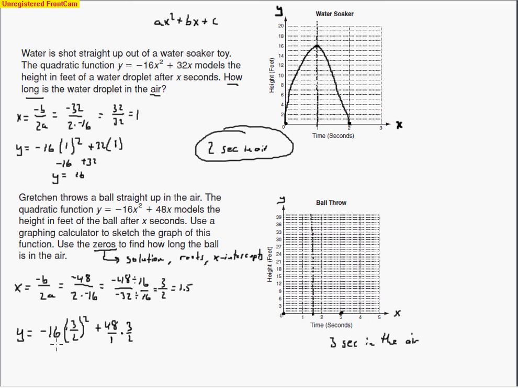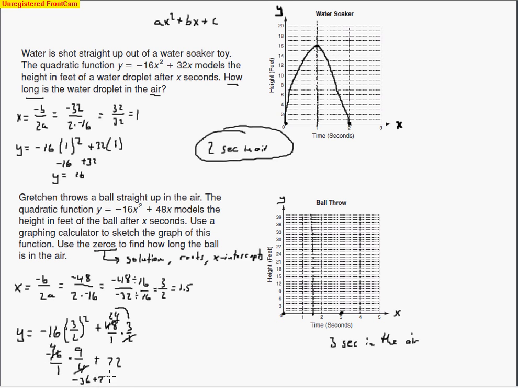So watch the cross-canceling that goes on as we do this problem. Negative 16 over 1 times 9/4 plus, and then here 2 goes into 48 24 times. 24 times 3 gives me 72. Over here, 4 goes into 16 4 times. Negative 4 and 9 makes negative 36.